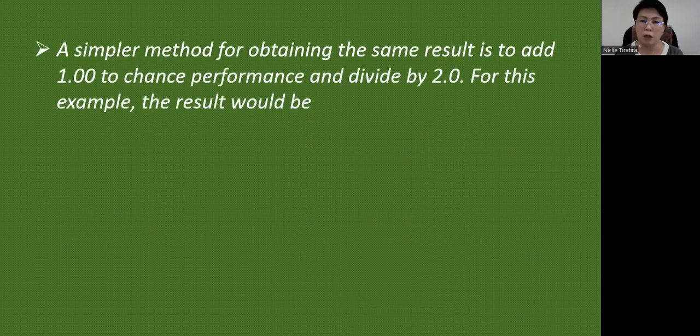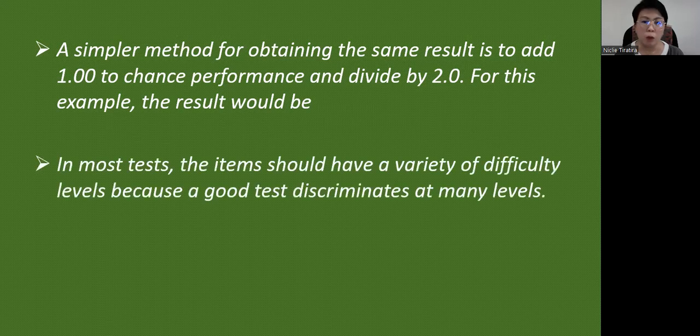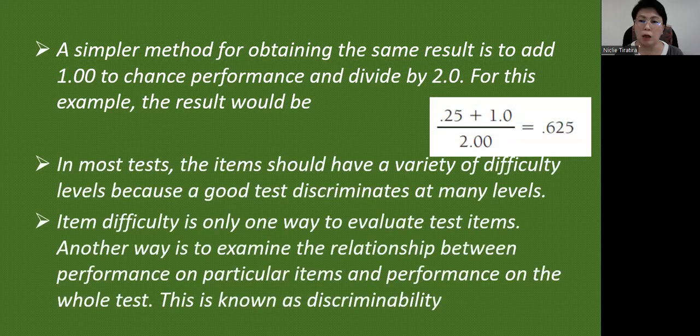Now, a simpler method for obtaining the same result is to take the 1.0 chance performance and divide by 2. For this example, the result would be 0.625 also, no? And here is the formula: 0.25 plus 1.0 over 2. In most tests, the items should have a variety of difficulty levels because a good test discriminates among as many levels.